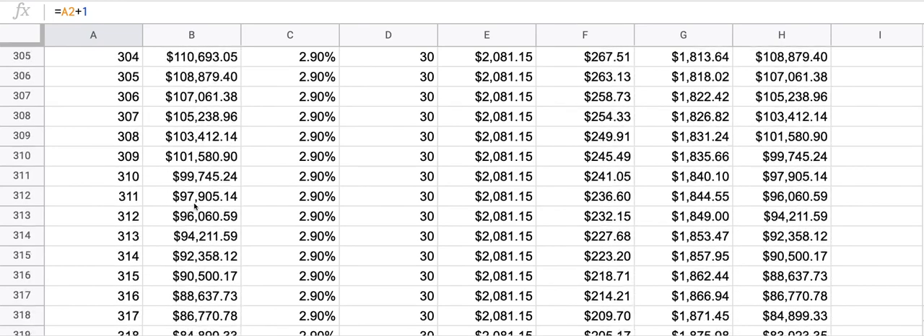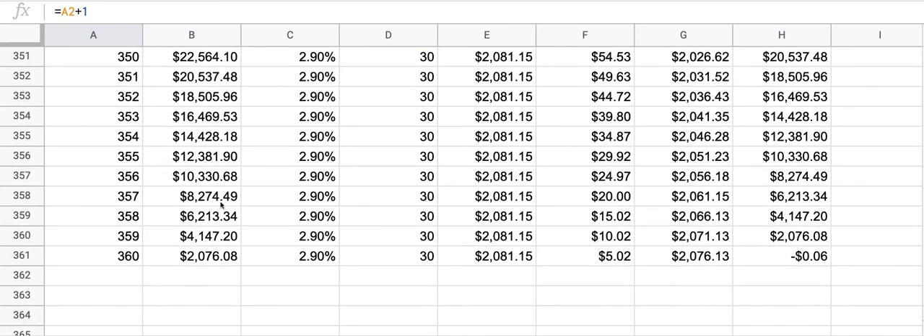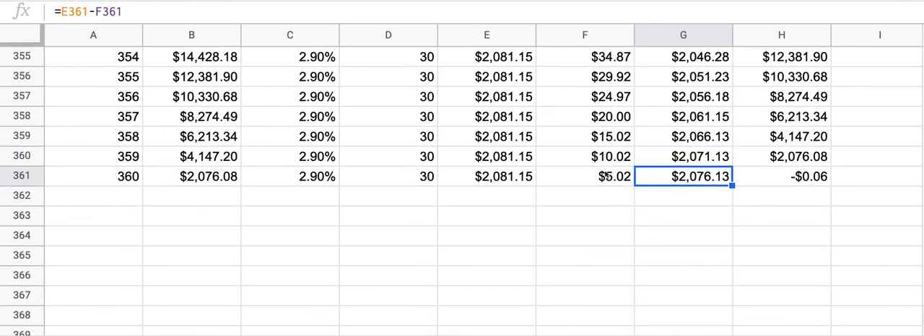And as we get towards our last payment, you can see that, well, first, the amount of interest at the end is $5, and then over 2,000 goes towards principal. So at the beginning, a majority goes towards interest, but at the end, a vast majority goes towards principal, which is just paying off your loan. And then we get negative 6 cents as a remaining balance.